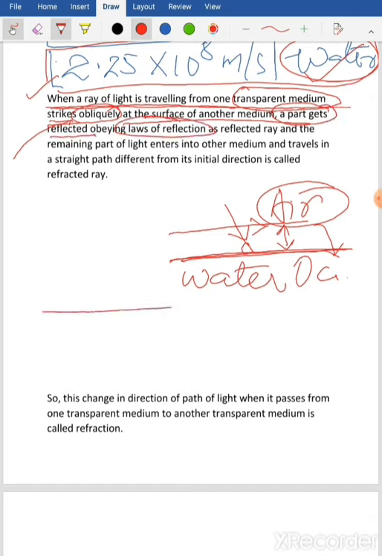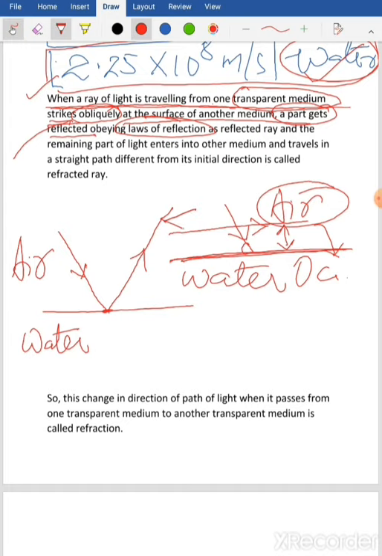So if I have water here, and this is my air, both are transparent. If a ray of light is striking on the surface, this is the surface which is separating air and water, what happens? A part of the light gets reflected back to the same medium obeying laws of reflection, which is called the reflected ray. And the remaining part of light enters into another medium.